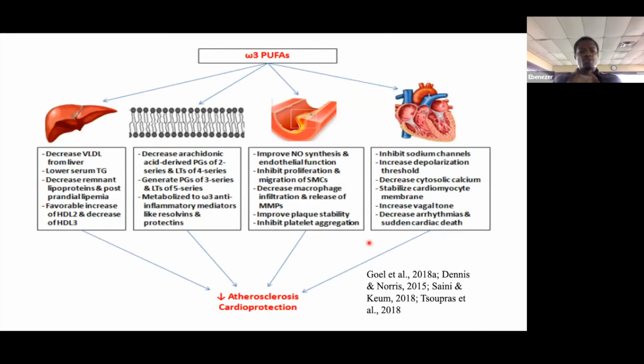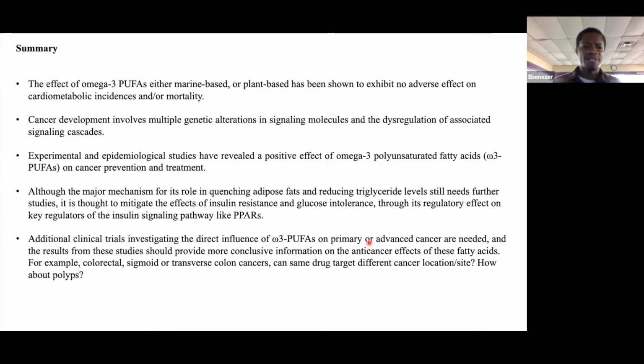So as a summary, I have a lot of processes here which omega-3 fatty acid is able to influence. It decreases very low density lipoprotein from the liver. It lowers serum triglycerides, as I said earlier on, and also decreases arachidonic acid-derived prostaglandins, and is also metabolized to omega-3 anti-inflammatory mediators like resolvins and protectins, which also help in anti-inflammation. So in summary, the effect of omega-3 fatty acid, either marine-based or plant-based, has been shown to exhibit no adverse effects on cardiometabolic incidences.